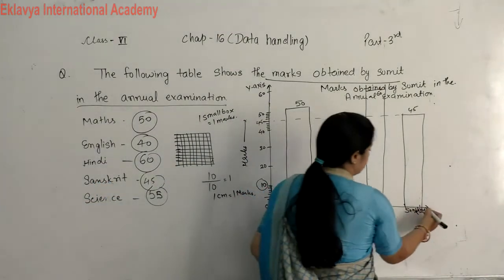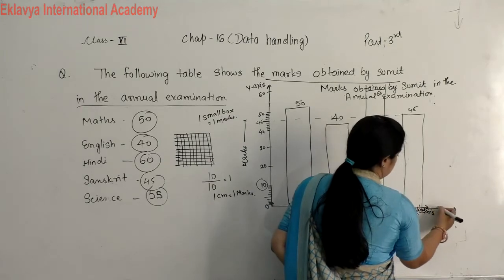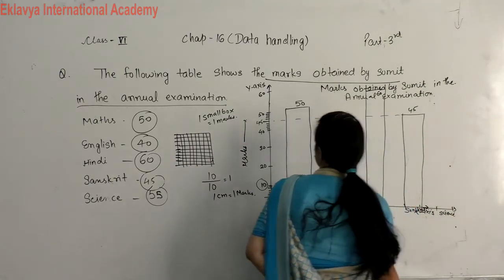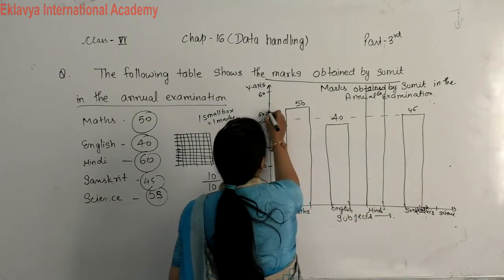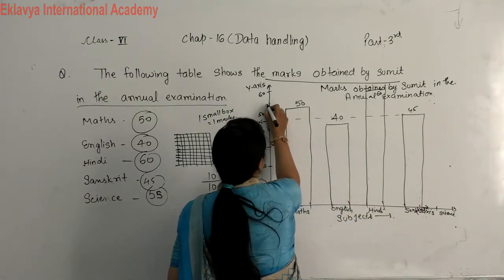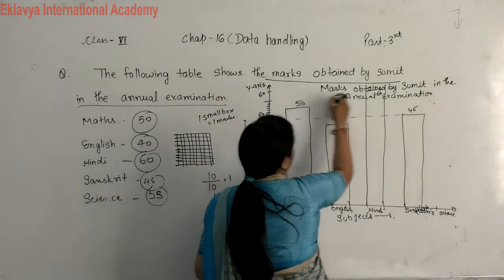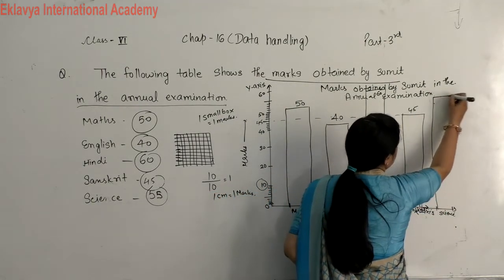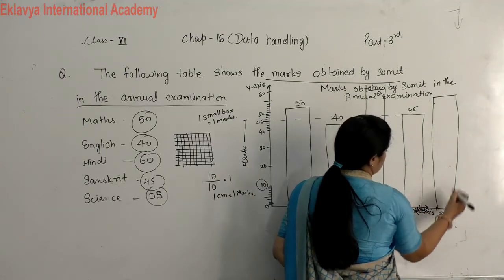Next see, Science 55. Similarly, Science 55: after 50, 51, 52, 53, 54, this one is 55. Take one box width.